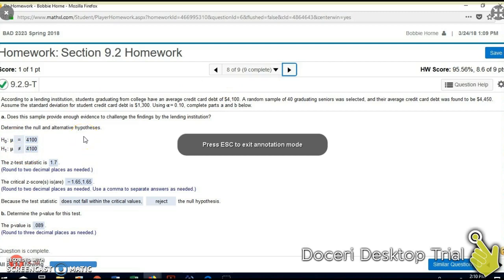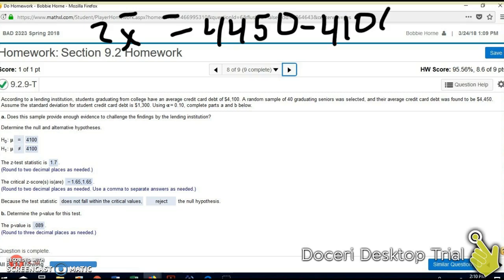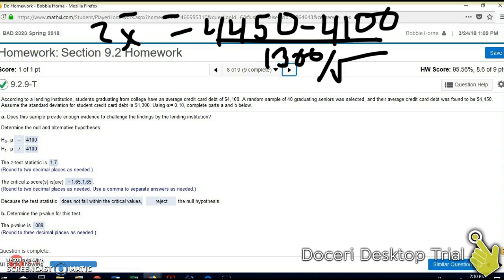Okay, for this one, we see that the average credit card debt is 4,100, so equals to and not equals to. So this is a two-tailed test. So first, let's get our test statistic. So we know that the mean is, let's see, this is question number 8. 4450 minus 4100 divided by the standard deviation, which was found to be 1300, divided by the square root of n, which was 40. So once you work all that out, your test statistic is 1.70.